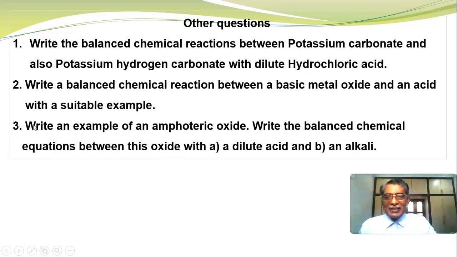Other questions. Write the balanced chemical reactions between potassium carbonate and also potassium hydrogen carbonate with dilute hydrochloric acid. Write a balanced chemical reaction between a basic metal oxide and an acid with a suitable example. Write an example of an amphoteric oxide. Write the balanced chemical equations between this oxide with a dilute acid and an alkali.